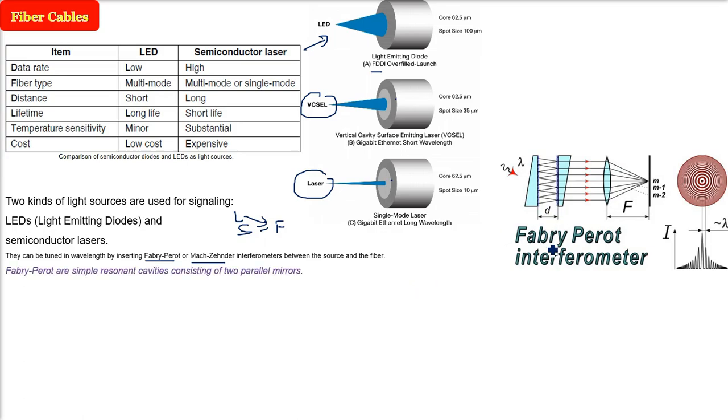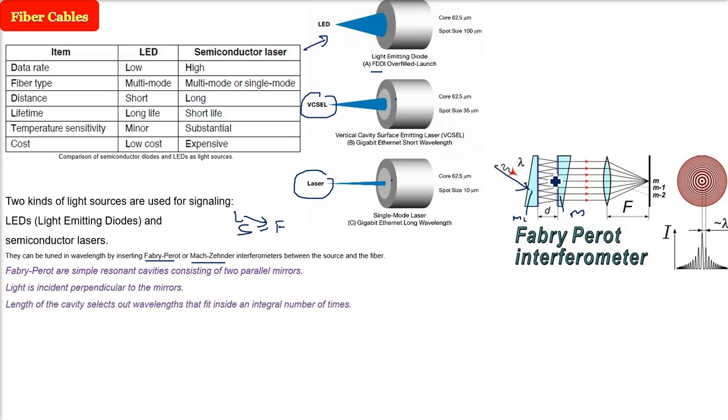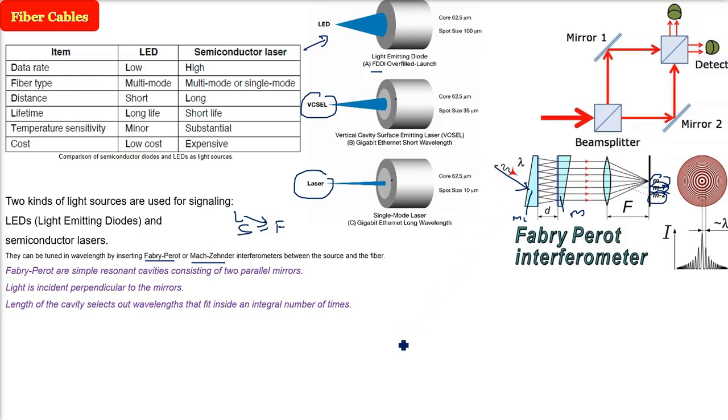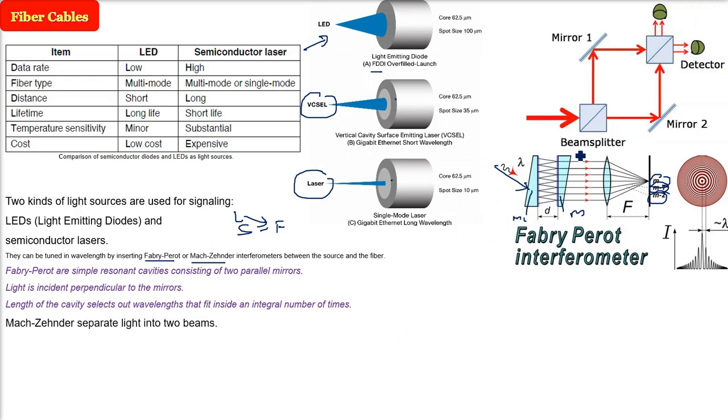So how does it work? The Fabry-Perot interferometer. These are simple resonant cavities consisting of 2 parallel mirrors. You see these two mirrors, 1, 2, and the light is incident perpendicular to the mirrors. And the length of the cavity selects out wavelengths that fit inside an integral number of times, m minus 1, m minus 2. We are not going into the detail again, I am saying this just to give you an idea.